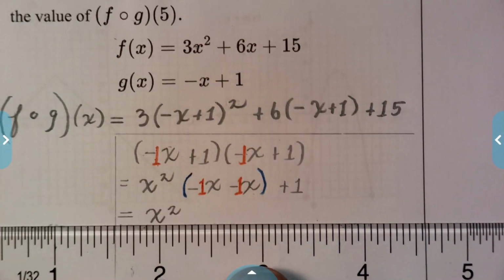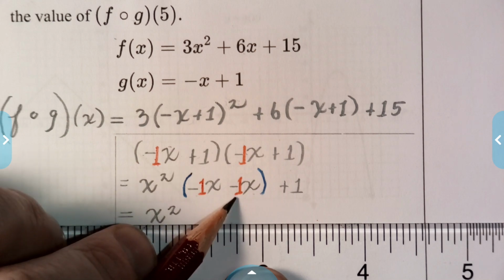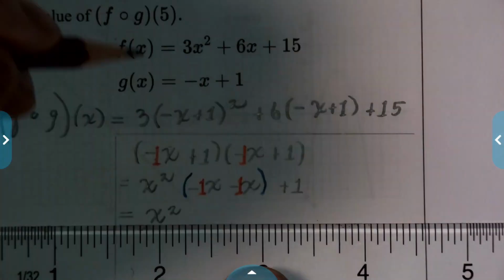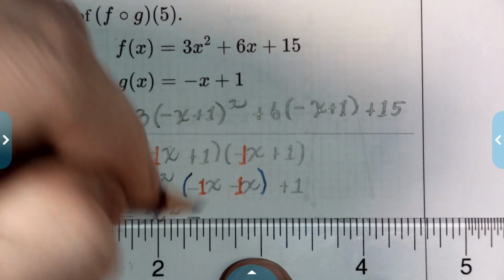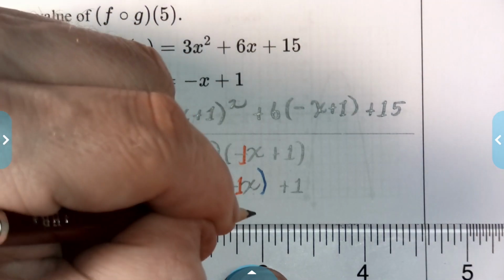Okay, so now when I take negative 1 and negative 1, I get negative 2. So it's x squared minus 2x plus 1.